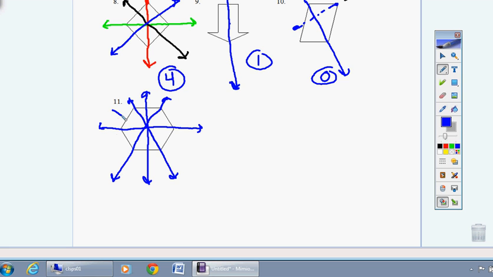I can draw one through here, and I can draw one through here as best as I can. There we go. All right. And so this specific shape has 1, 2, 3, 4, 5, 6 lines of symmetry.